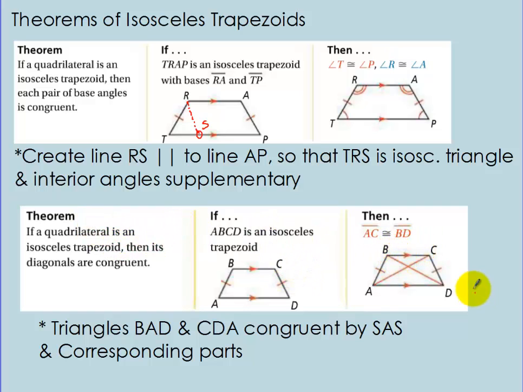Anyways, second theorem: if a quadrilateral is an isosceles trapezoid, then its diagonals are congruent. So BD is congruent with AC. If you wanted to prove that one, you have two triangles here, BAD and CDA. They're congruent by side angle side, and then you look at corresponding parts.